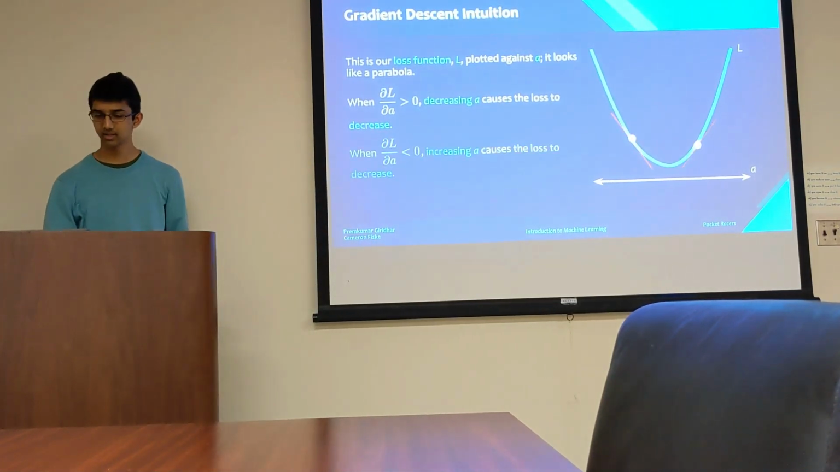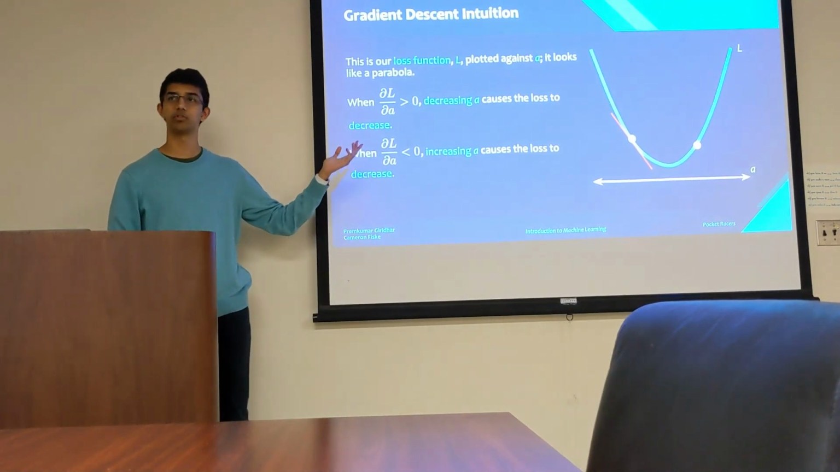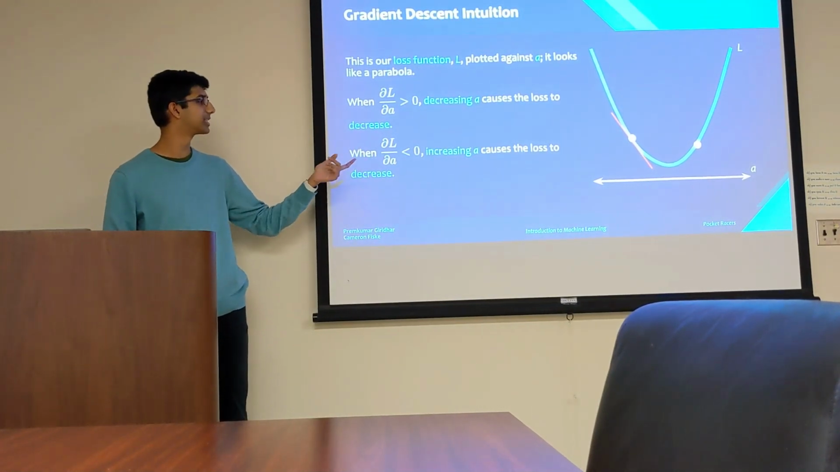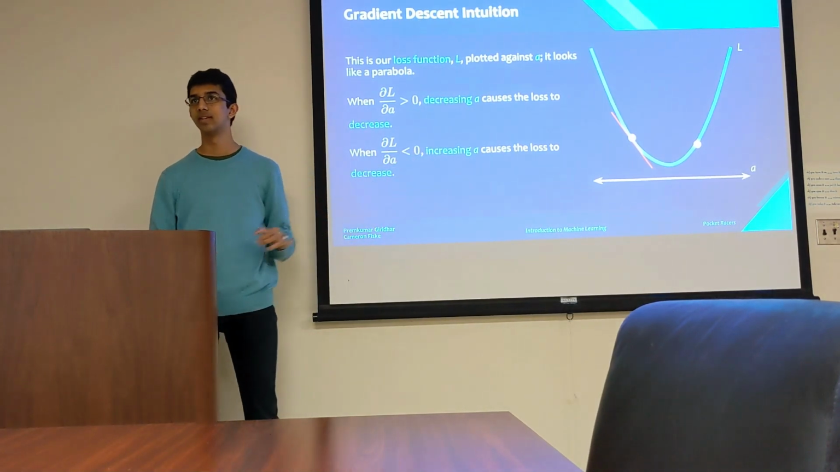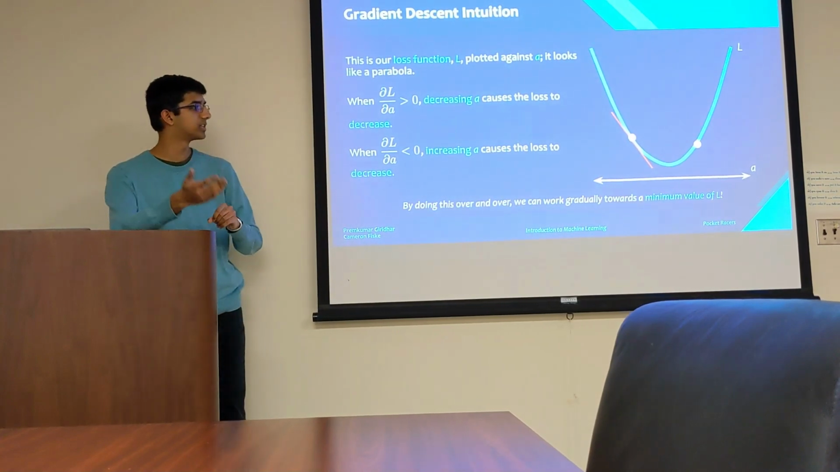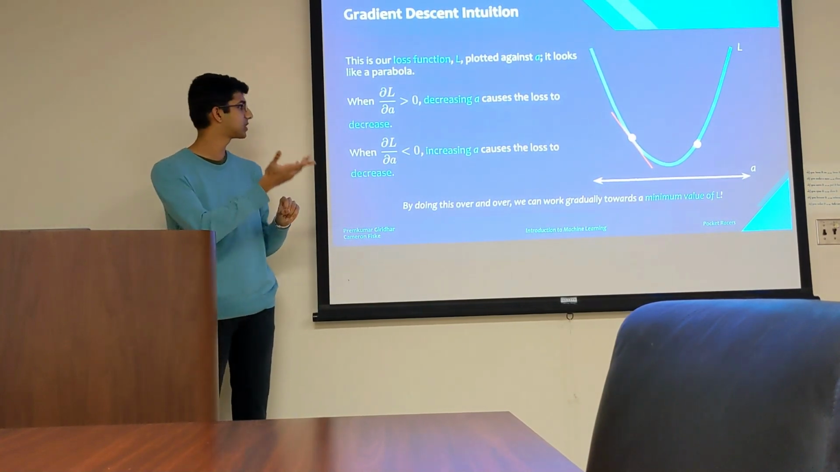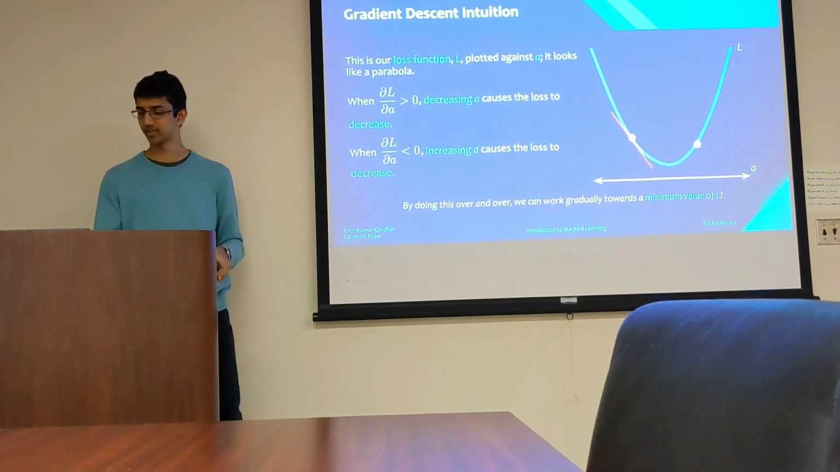On the other hand, when the slope of the loss function with respect to a, the partial derivative, is less than 0, you have to increase a in order to decrease the loss. So by using these two simple facts, we can essentially work towards a minimum value of the loss function very gradually. These are what's called gradient descent steps.